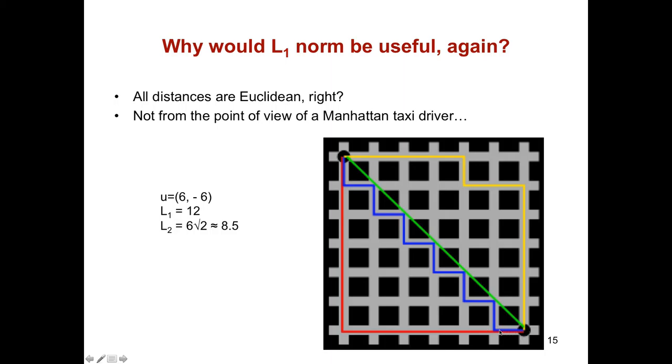In both cases, I have 1, 2, 3, 4, 5, 6 horizontal parts, okay? And then 1, 2, 3, 4, 5, 6 vertical parts, okay? So that's the same length as this red line. And if this is my vector 6, minus 6, its L1 norm is 12, right? And that's the distance I need to compute how far I'm going and how much gas I need. Not this distance. The green distance, which is our L2, our regular airplane distance, is approximately 8.5, so I'm way off, actually. On long distances, I'll come up short on gas. So I do need multiple norms, but in different situations, we might need a different norm.